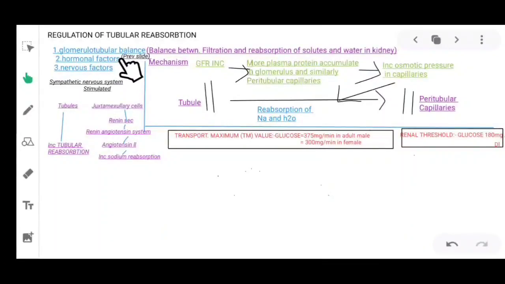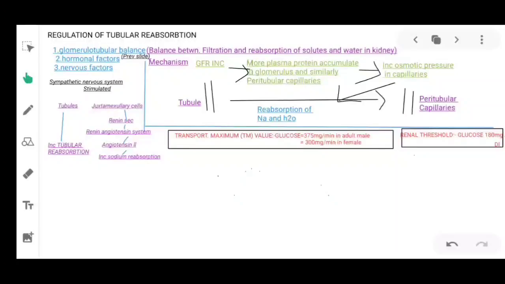First, glomerular-tubular balance. It is the balance between filtration and reabsorption of solute and water in the kidney. Now, what is the mechanism behind it?